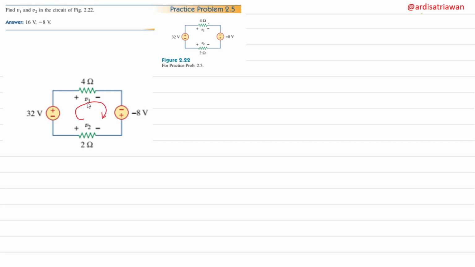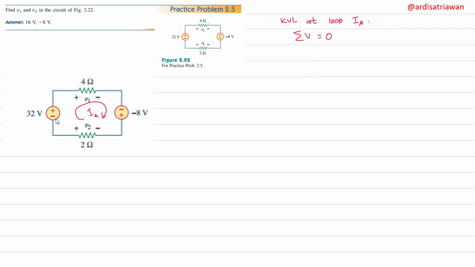And then let's name this loop IA. So the current that passes through this loop is IA. And then we are using KVL at loop IA. And KVL says that the sum of the voltages in a loop will equal 0. So we start one by one.